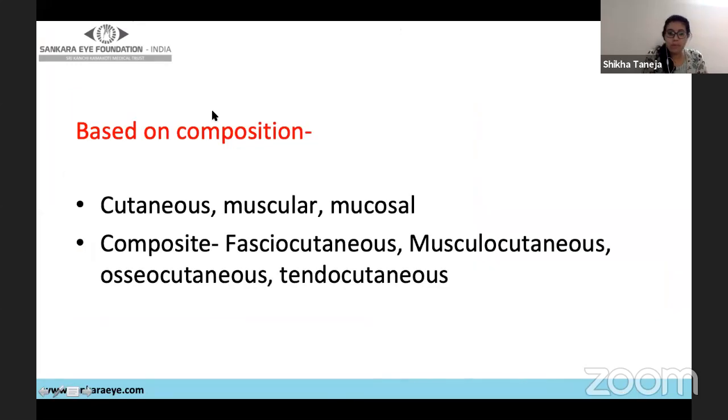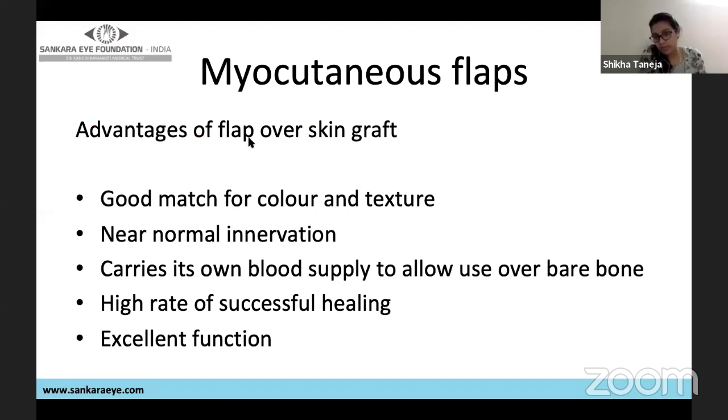Next is the classification based on composition. It can be cutaneous, muscular, mucosal, any of these; whatever the composition is, it is named accordingly. Now, what are the benefits of flaps? We tend to choose flaps more often than grafts. The reason being that it has its own vascular supply, so the uptake is better, color and texture match would be better, and near normal innervation would be there, so cosmetic results would be better. That is the reason why we choose flaps over grafts.